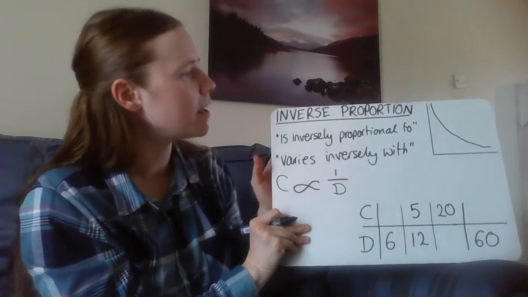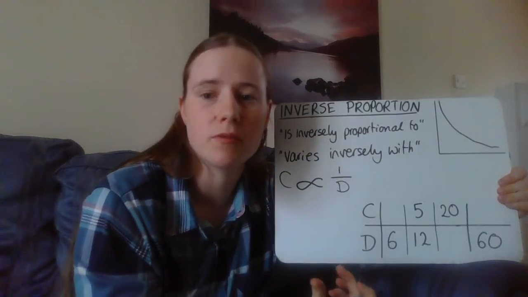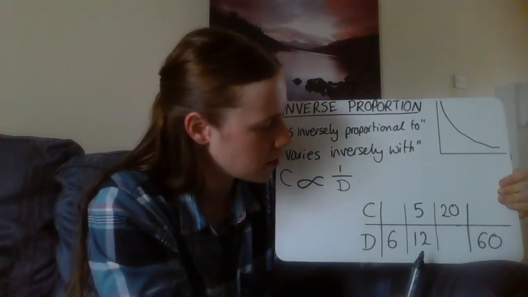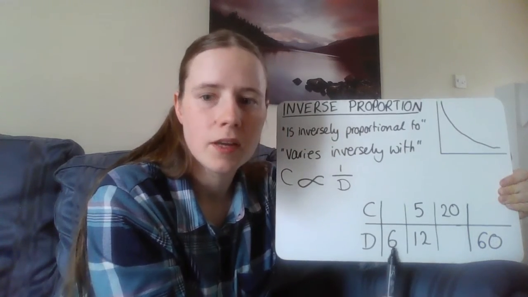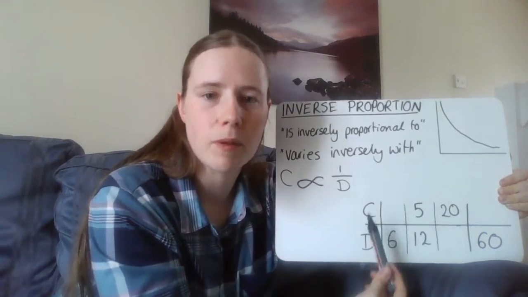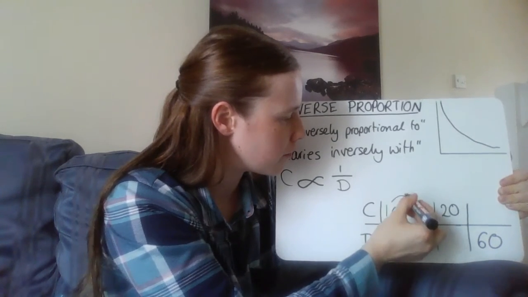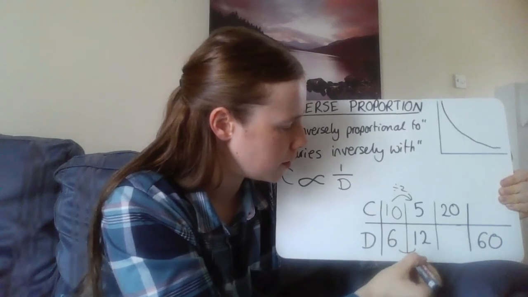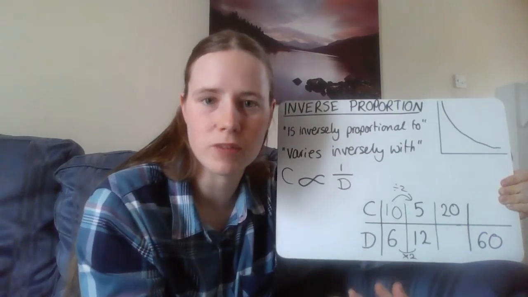So with inverse proportion, when one value multiplies, the other one divides. So looking here, for example, to go from 12 to 6, we're dividing by 2. So the other one needs to multiply by 2. So we need to have a 10 here. Okay, so we've got that one's dividing, this one needs to be multiplying. Okay, so it's like opposites, okay, or inverse.